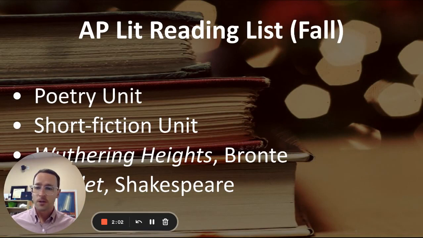So, the reading list in the fall. First up, right now, we're doing our poetry unit. Second, we'll have a short fiction unit where we look at short stories. Third, we're going to read our big book of the semester, Wuthering Heights by Emily Bronte, and we're going to close out by reading Hamlet by Shakespeare. That's going to move around December.